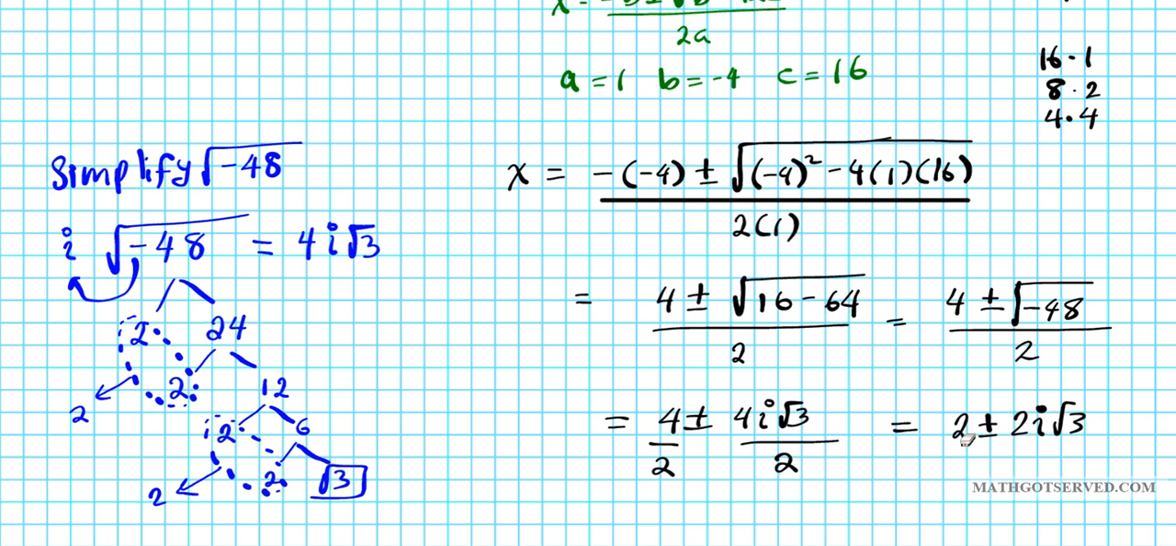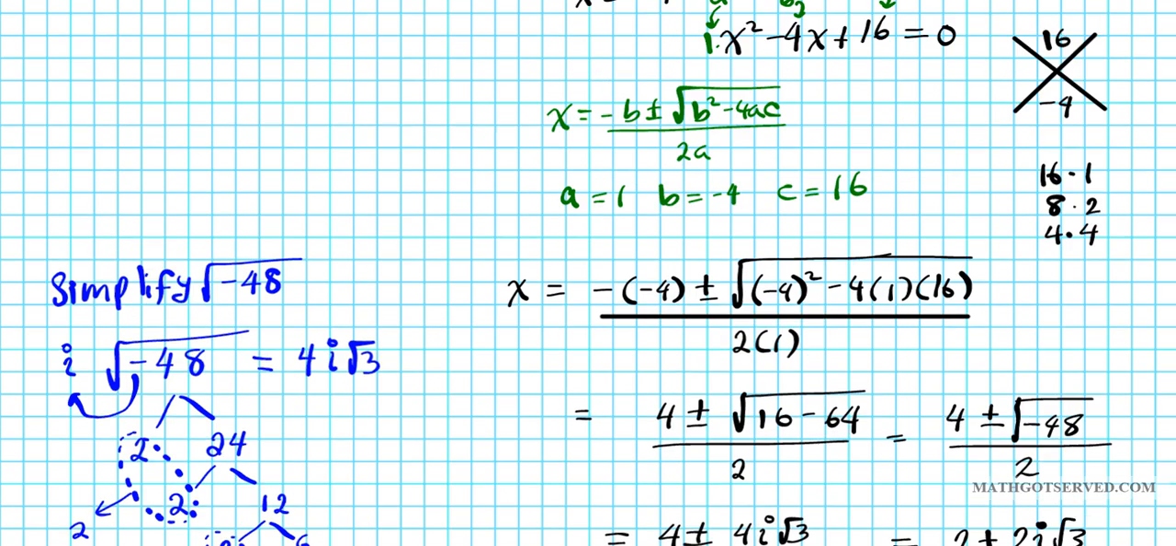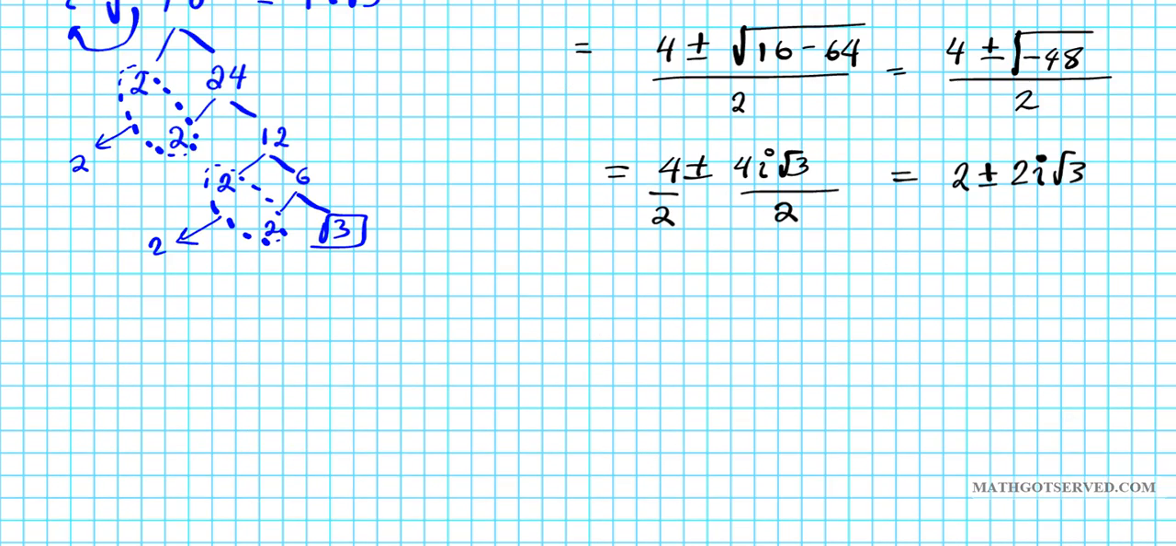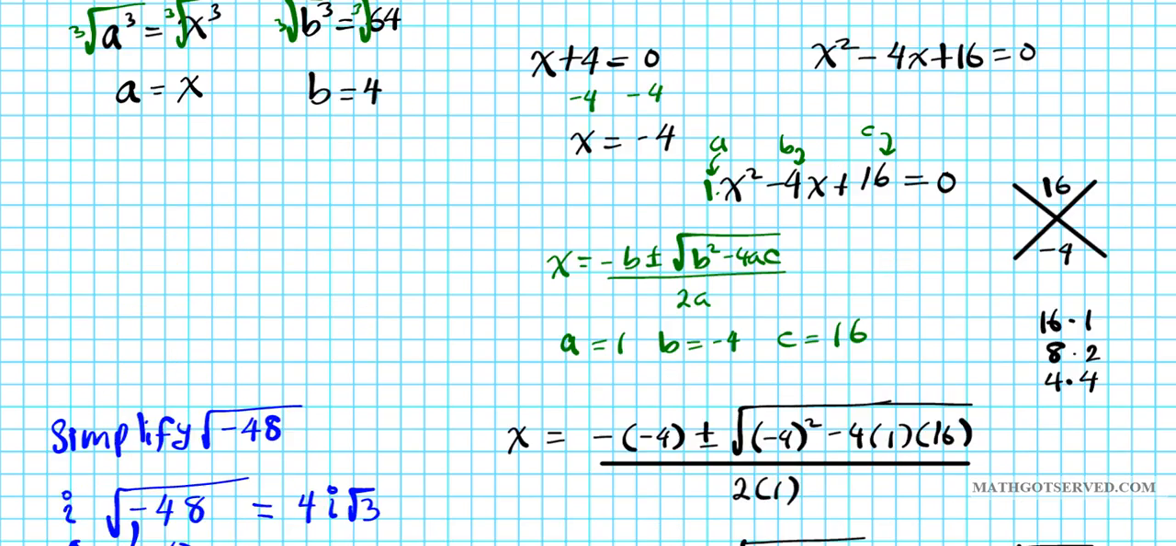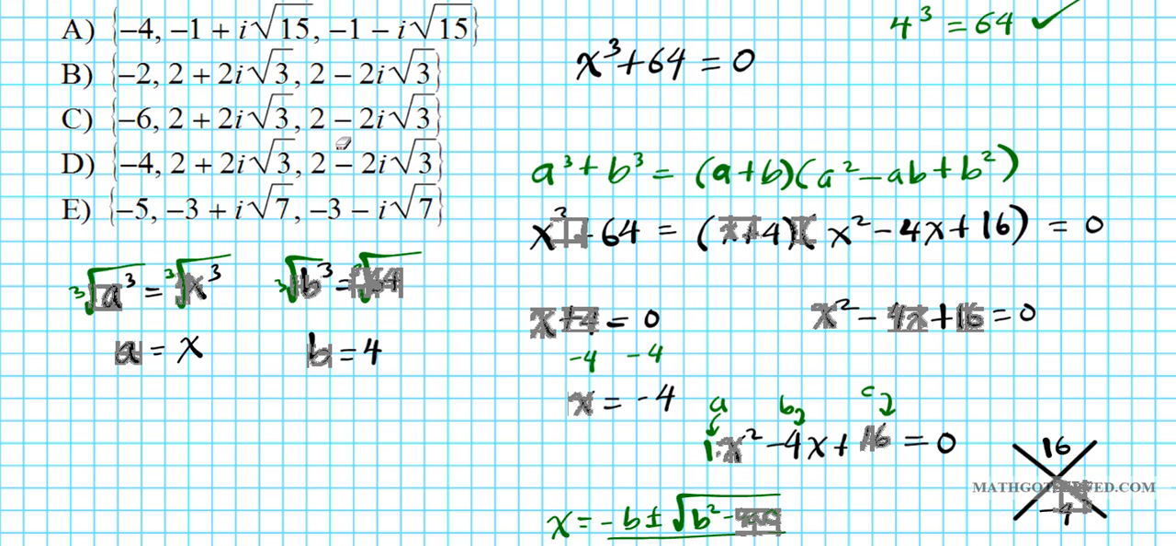Okay, so let's list our roots. The first one we found was negative 4. So our roots are negative 4, 2 minus 2i radical 3, and 2 plus 2i radical 3. All right, so let's see. Option letter D is the correct answer here.